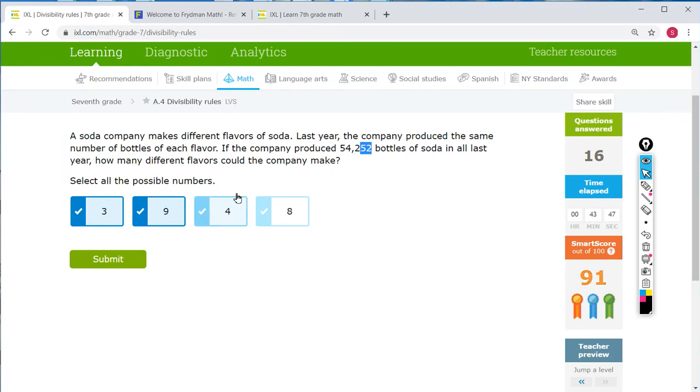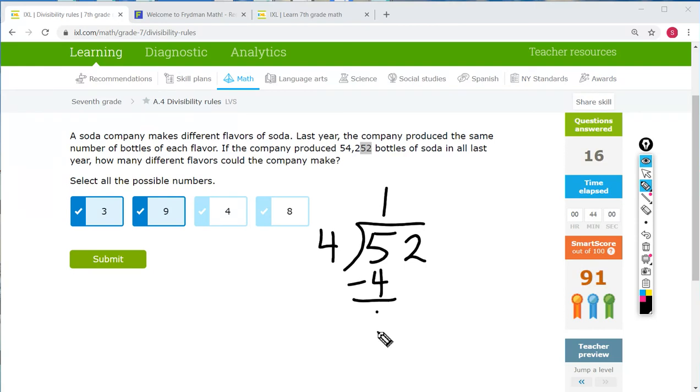Does 4 go nicely into 52? Well, let me check that with a little bit of long division. 52 divided by 4. Let's see. 4 goes into 5 once. 1 times 4 is 4. Subtract, we get 1. Bring down the 2. 4 goes into 12 3 times. 3 times 4 is 12. Subtract, we get 0, and there's nothing else to bring down.